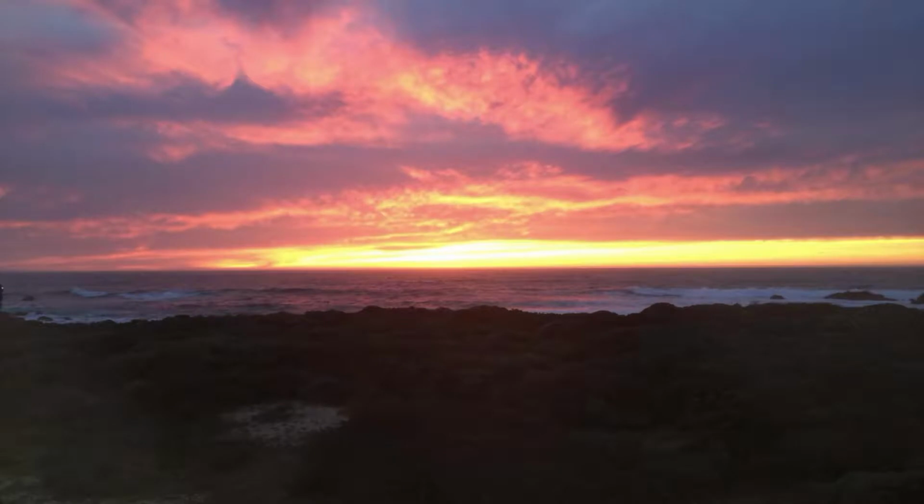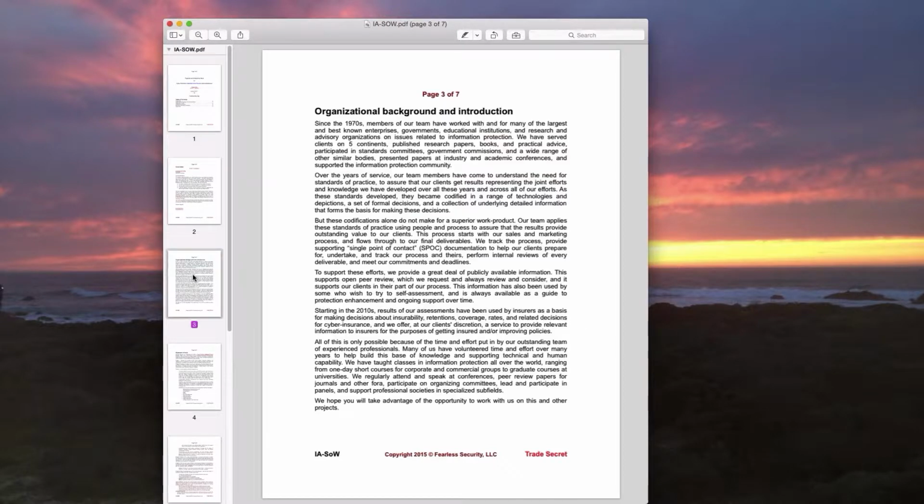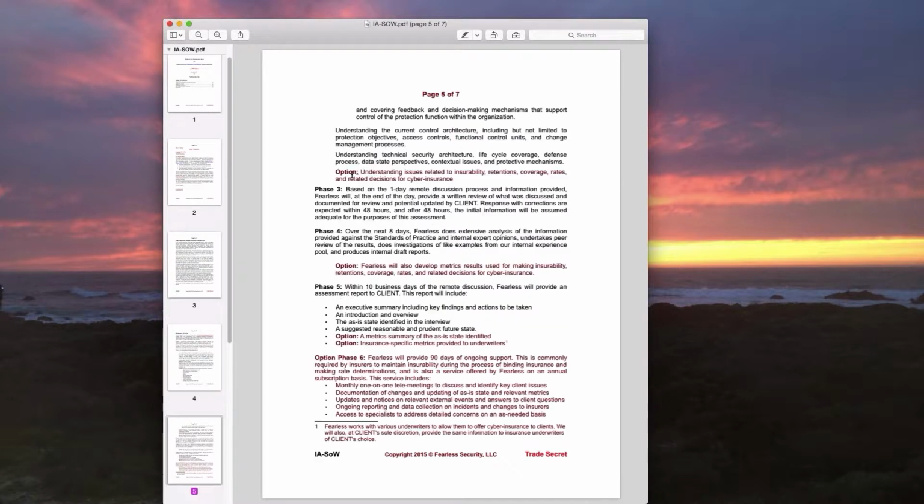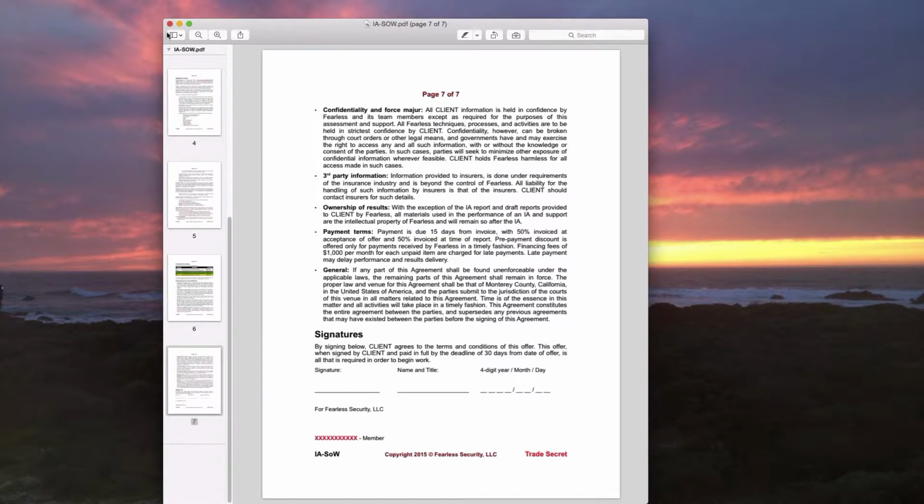The next step in the process, once you understand what it's about, is to get a statement of work. So we have a standard proposal and statement of work. It includes options for industrial control systems, as well as options for insurance. It describes what we do and how we do it, details the particulars of the information involved. This is the insurance option in red. Terms and conditions, typical cost estimates, and so forth.